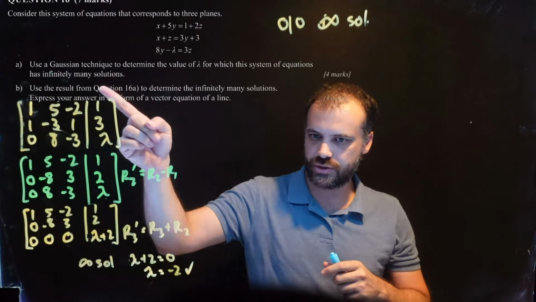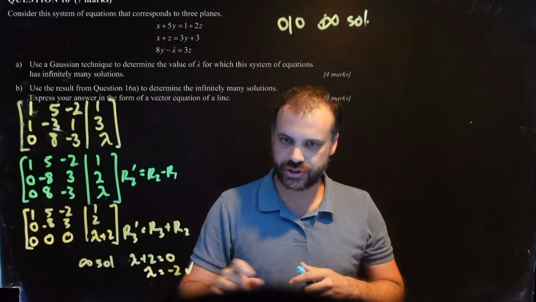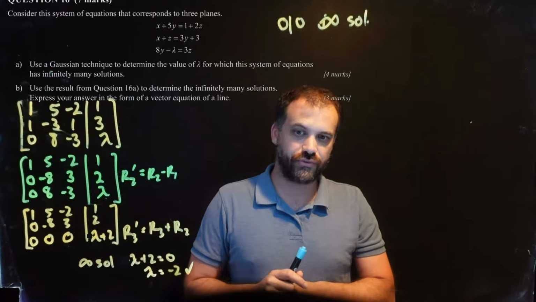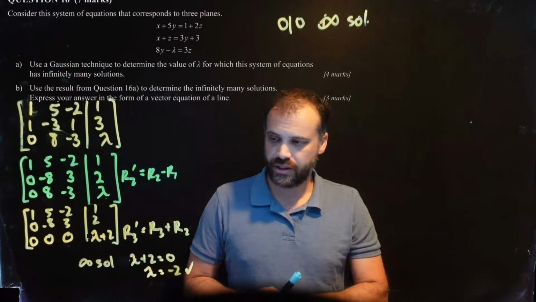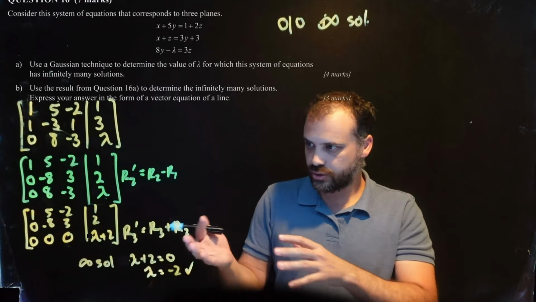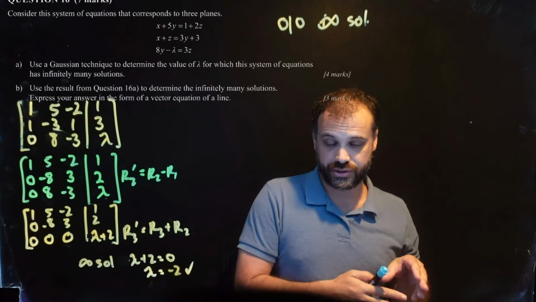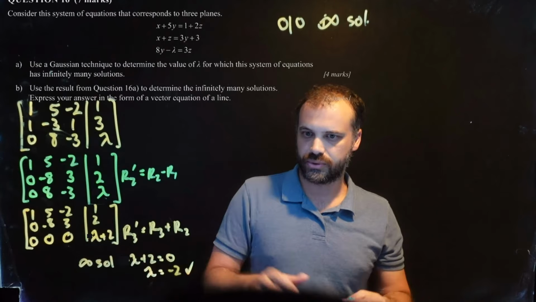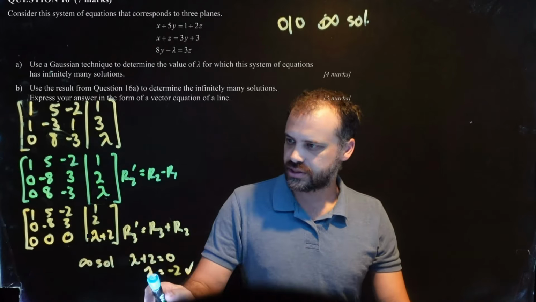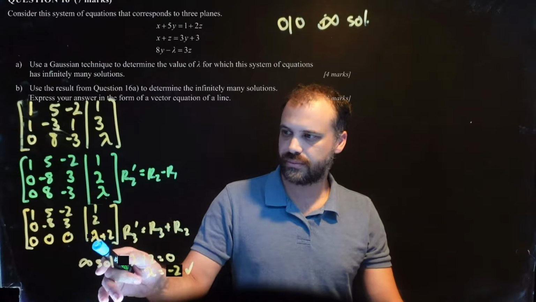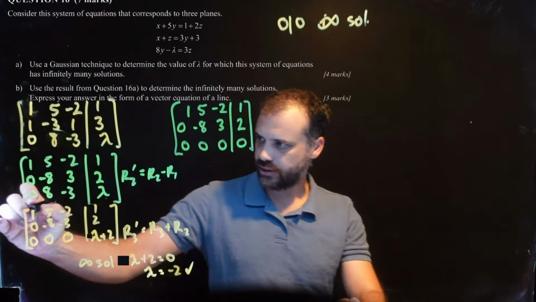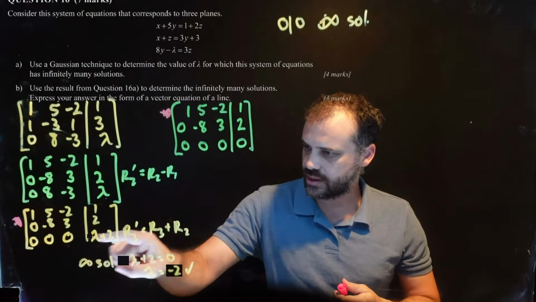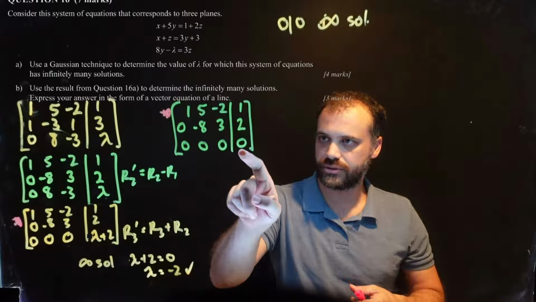So part B says, use the result from question 16a, there's our result, to determine the infinitely many solutions. Express your answer in the form of a vector equation of a line. All right, so if we know that there's an infinite number of solutions, we can find those. I'm just going to write up the matrix one more time, but subbing in negative 2 for lambda. So just to be very clear, I've taken this matrix and rewritten it here, with negative 2 plus 2 being 0, so I get this thing here.